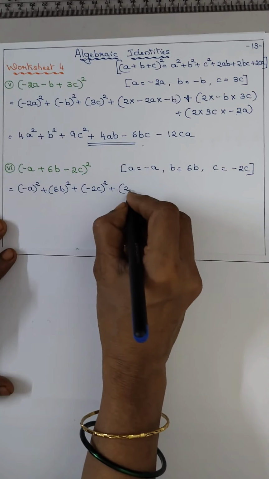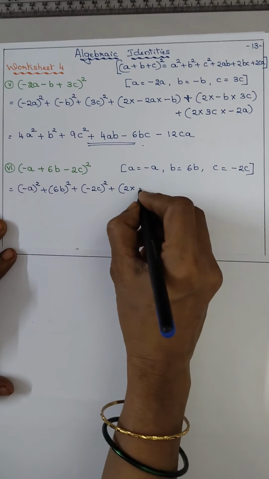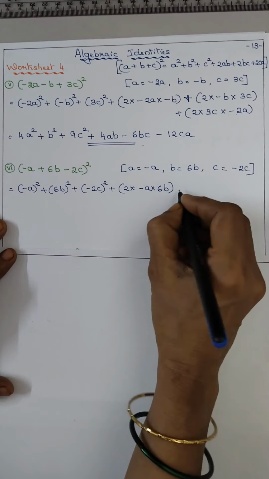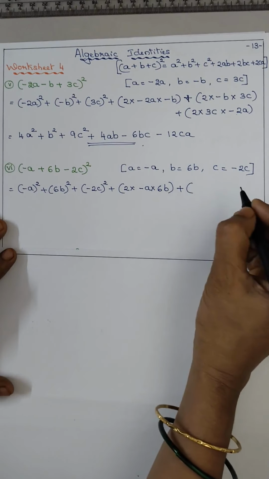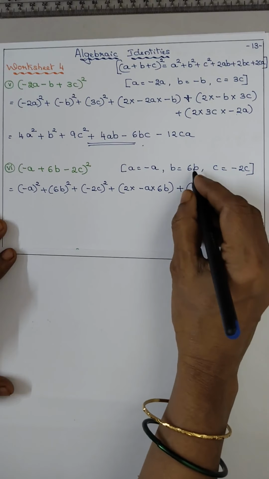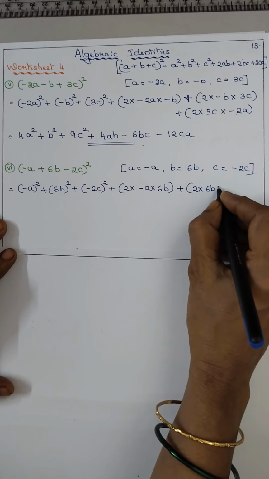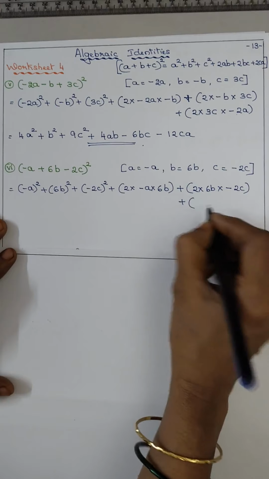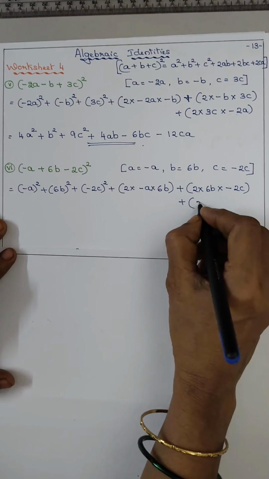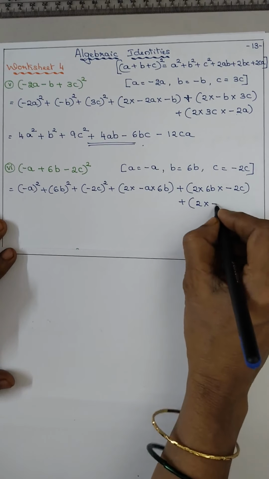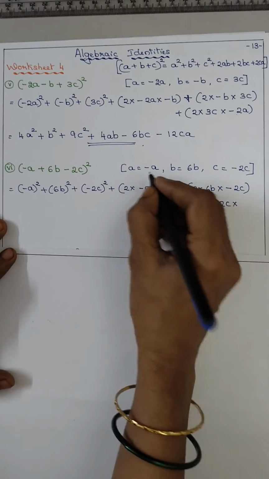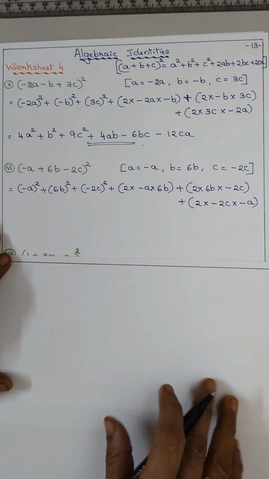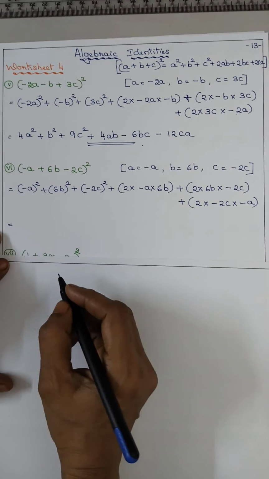2ab, 2 times a is minus a, b is 6b, plus 2bc, 2 times b is 6b, c is minus 2c, plus 2ca, 2 times c is minus 2c, a is minus a. Okay. Now find the value.